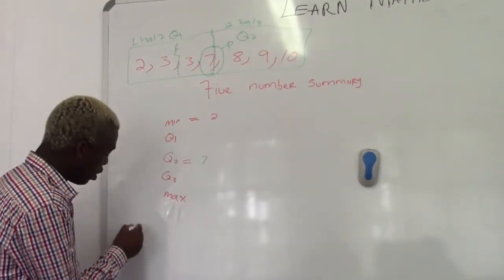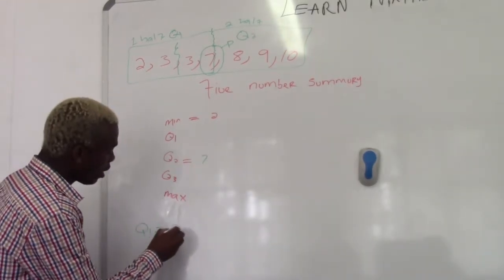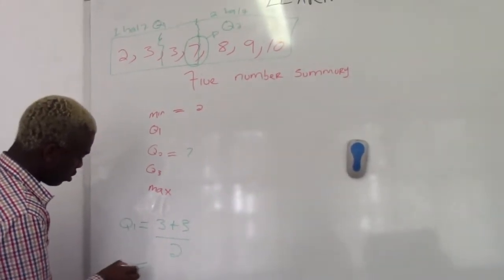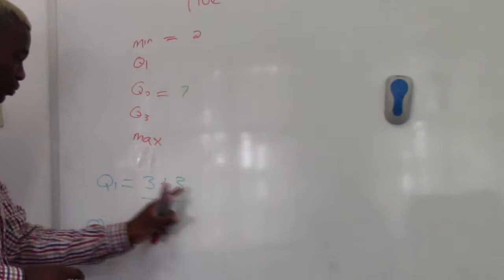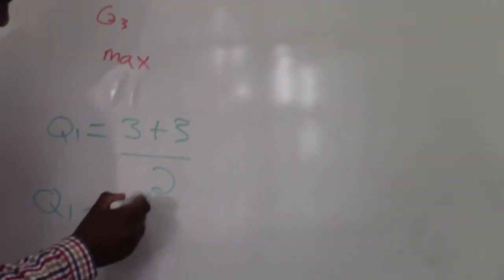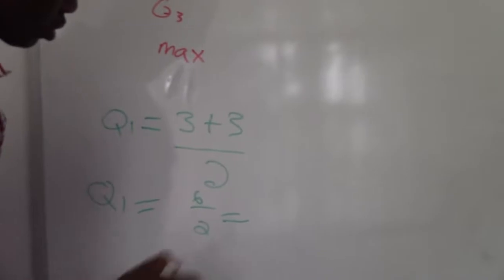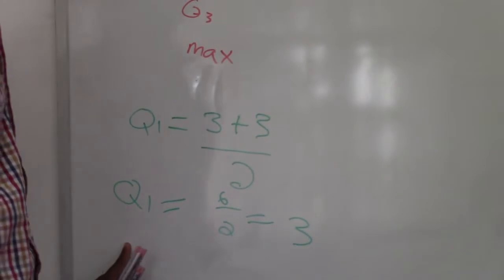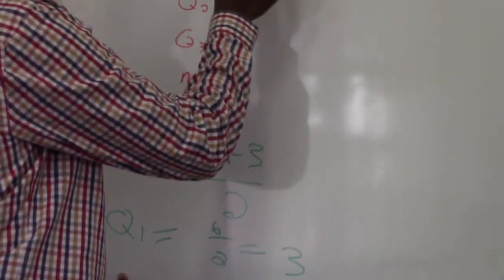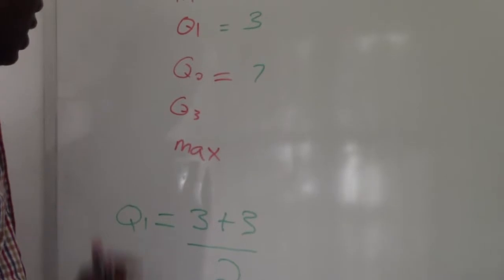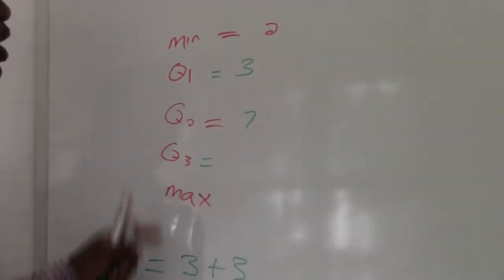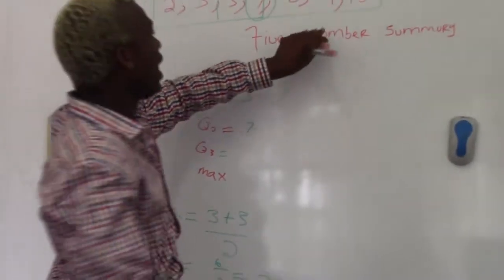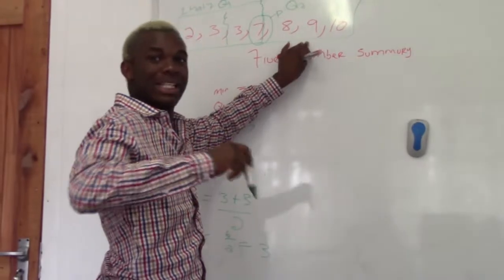So for us to find Q1, we say Q1 is equal to 3 plus 3 divided by 2. Q1 is equal to 6 divided by 2, which is equal to 3. So our Q1 is 3. Then we have to find Q3. For us to find Q3, we have to go to the second half of our data set and find the middle of the second half of the data set.